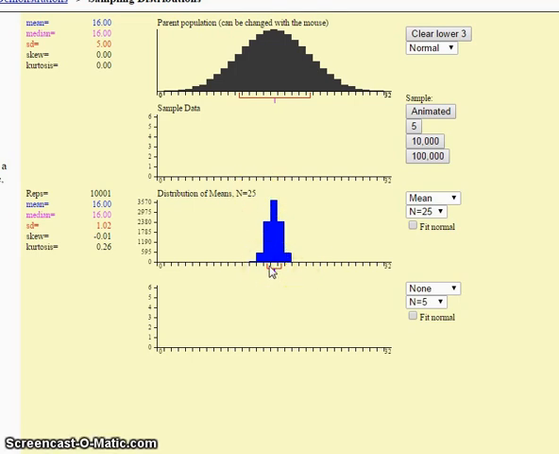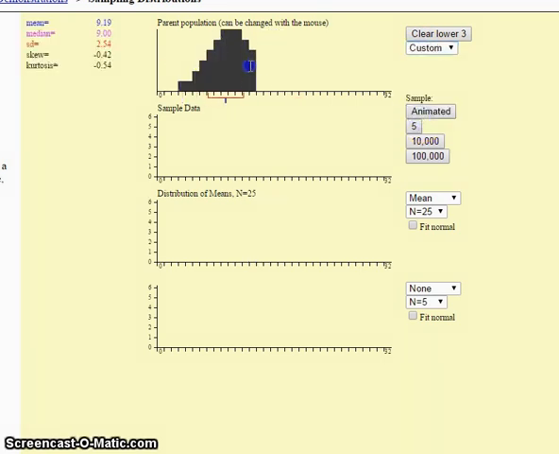Now something that's really interesting about the central limit theorem is that if we take a large enough sample size, we don't have to have this population be normally distributed. So let's go ahead and change up this distribution. In fact, we can go to a custom distribution and create our own distribution. So let's say I create something like this. It looks really weird, right?